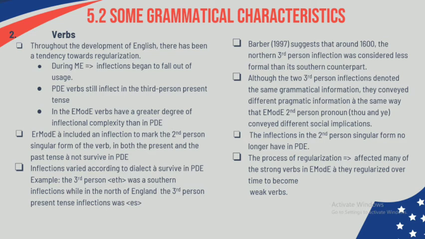The process of regularization affected many of the strong verbs in early modern English, and they regularized over time to become weak verbs.